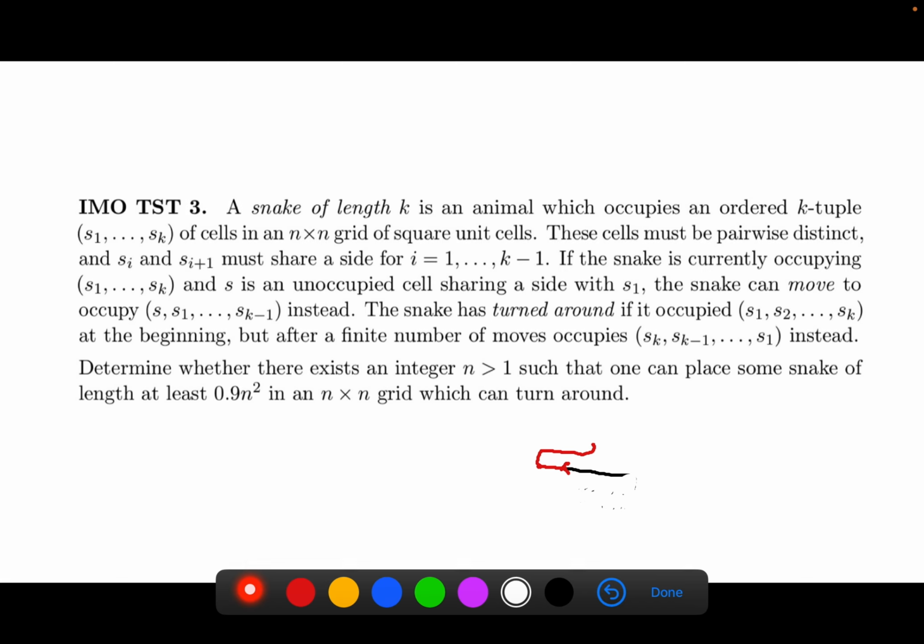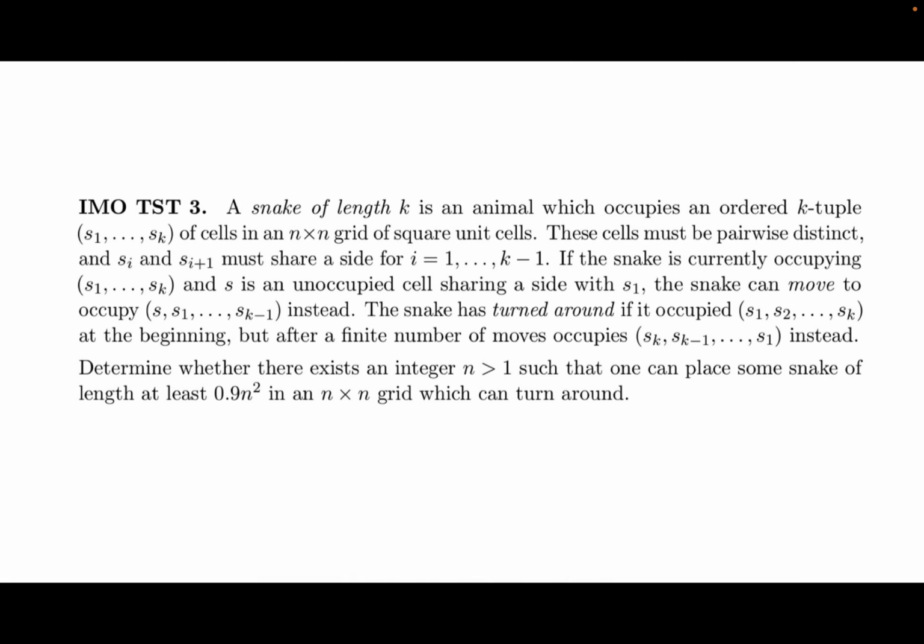That's another rule. So now we say that the snake can turn around if it occupies some set of cells in the beginning but after a finite number of moves occupies the same cells but in reverse order. This is nothing but saying that initially the square cell that was the head has become the tail, and the square cell that was the tail has become the head, but the pattern of the snake is exactly the same. So now we need to determine whether there exists an integer n such that we can place some snake of length at least 0.9 n squared in an n cross n grid which can turn around.